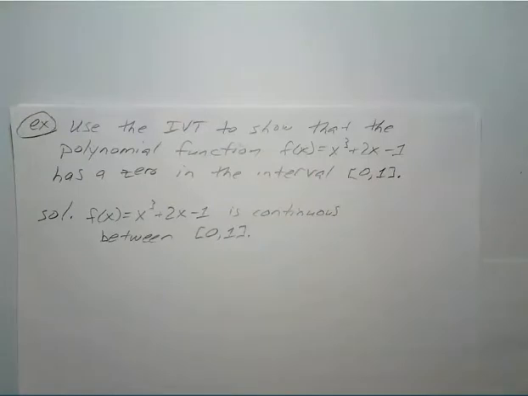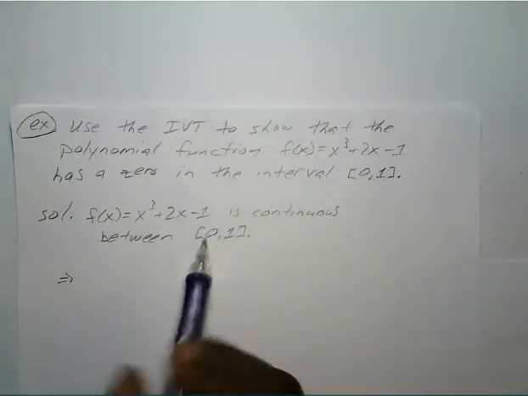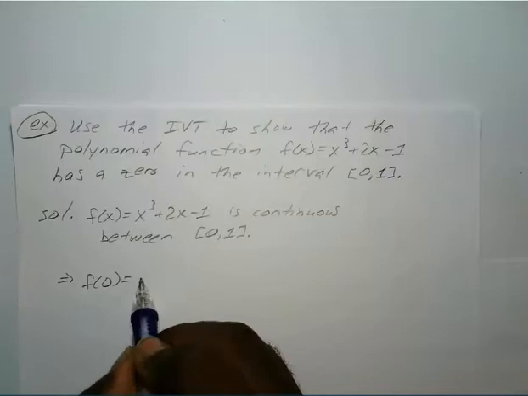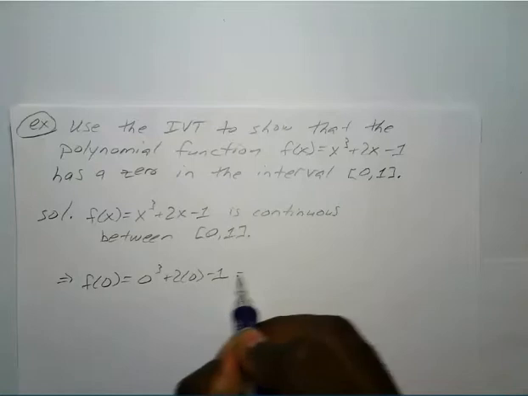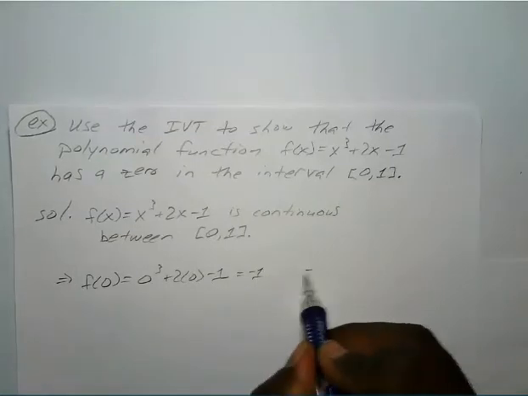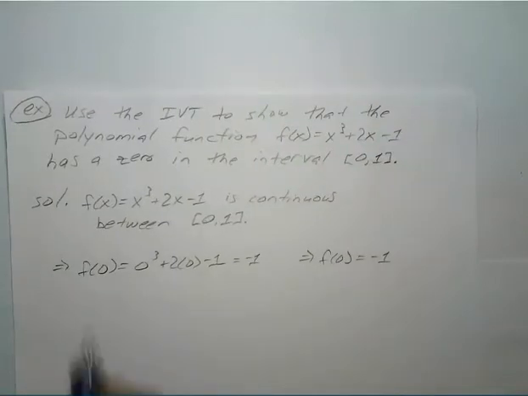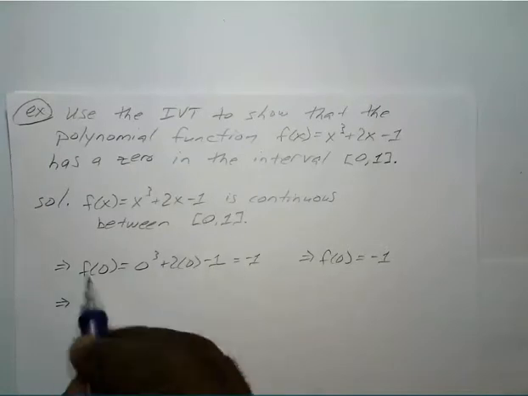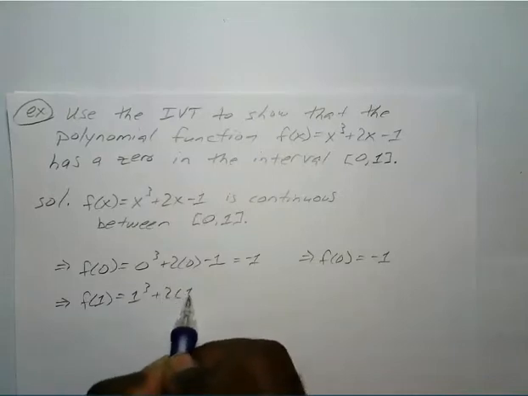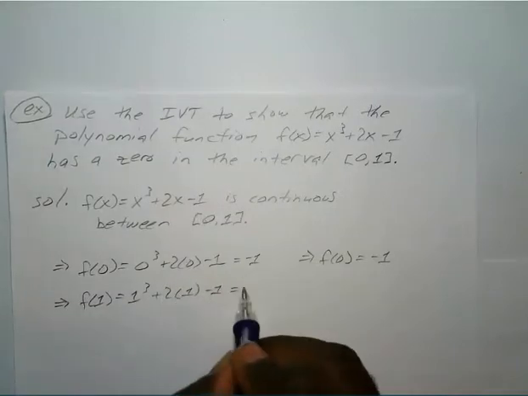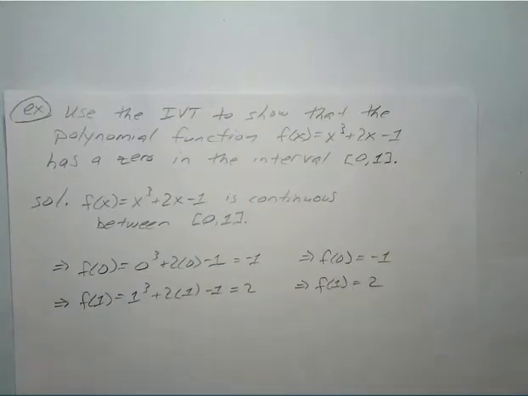Okay, so now we find our endpoint values. Between 0 and 1, we find f of 0, which is 0 to the third plus 2 times 0 minus 1, which is negative 1. So f of 0 equals negative 1. Now we find f of 1, which is 1 to the third plus 2 times 1 minus 1, which is just 2. So we know that f of 1 is equal to 2.